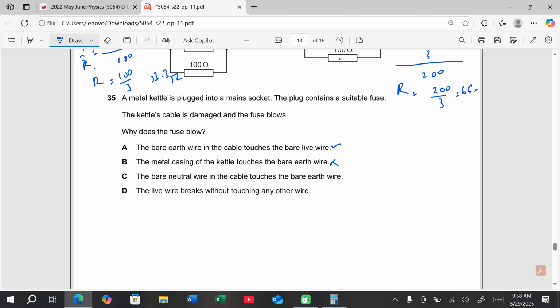Bare neutral wire has nothing to do with it. The live wire breaks without touching? No, that's wrong. It is a short circuit, as the live wire touches the earth wire and the current is now flowing into the earth. Since the resistance is minimum now, more current will flow, which is going to blow the fuse.